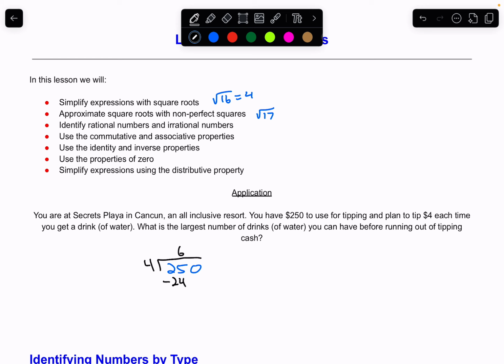We subtract the 24 down below. We get 1, drop down the 0 to make 10. 4 goes into 10 twice. So we subtract 8 down below. It's going to leave us with 2, and I'm going to have to add a decimal place here to drop down that 0 to make 20. 4 goes into 20 5 times. And so what this tells us is that we can get 62.5 drinks of water.